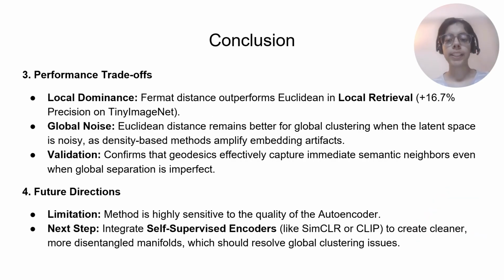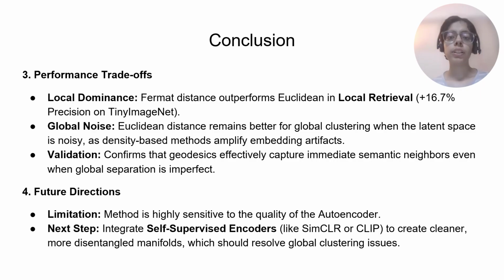Let us now summarize our key findings. First, we learned about the trade-offs of using a density-based metric in a high dimensional space. The Fermat distance proved it is superior for finding immediate neighbors. It outperformed Euclidean in local retrieval, meaning it finds the true semantic neighbor much better. This was highlighted by the positive 16.7% precision win on Tiny ImageNet.